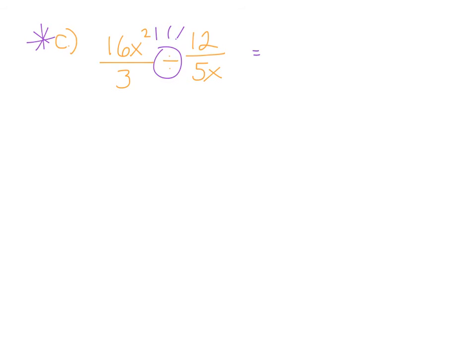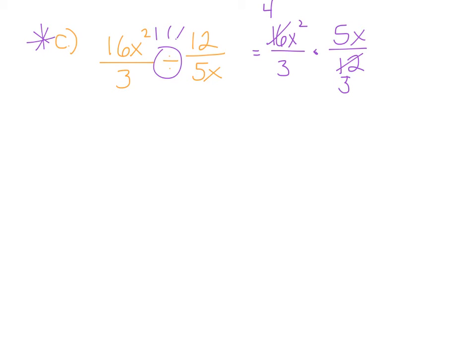So instead, we're going to have 16x squared over 3 times 5x over 12. Okay, so you can't cancel until you rewrite. Now, let's look. Is there anything that goes into the top that is also a factor of the bottom? Okay, are there any common factors? 2 goes into 16, 2 goes into 12, but also 4 goes into both of those. So 16 divided by 4 is 4. 12 divided by 4 is 3.